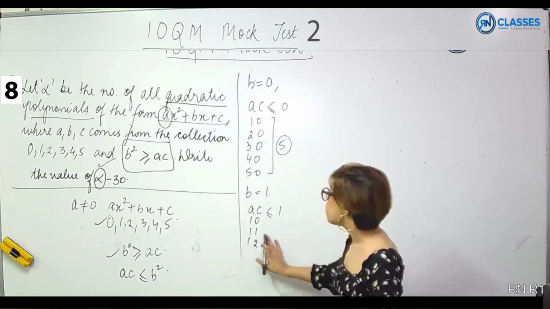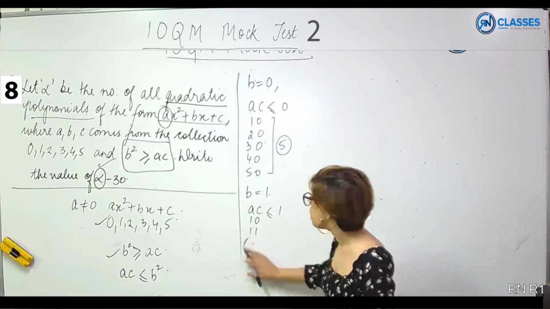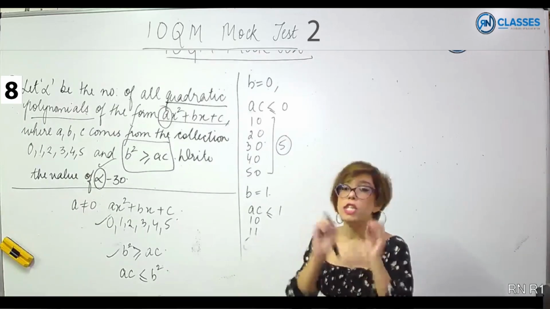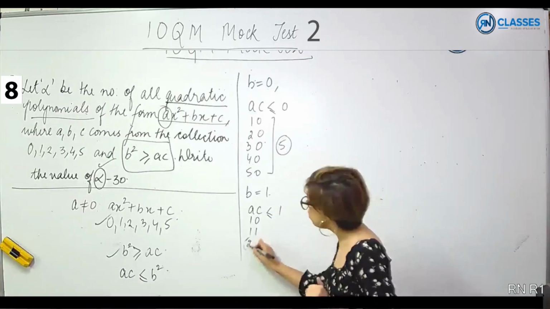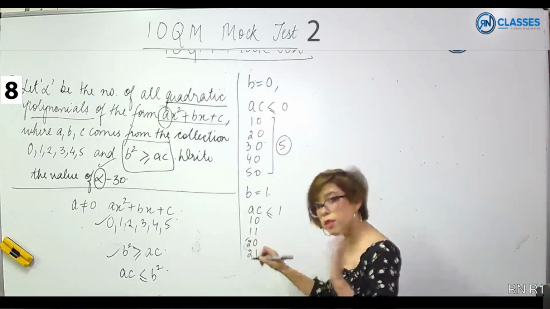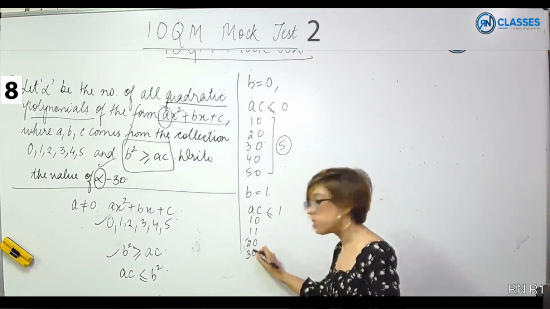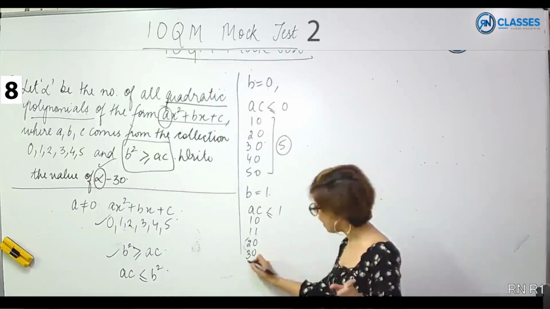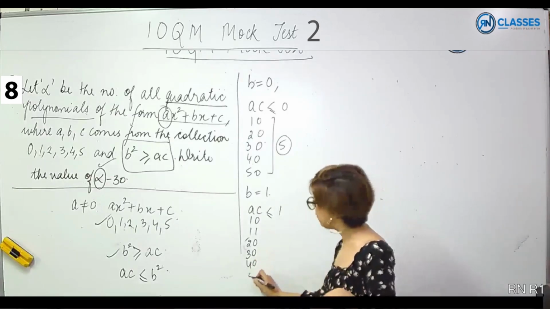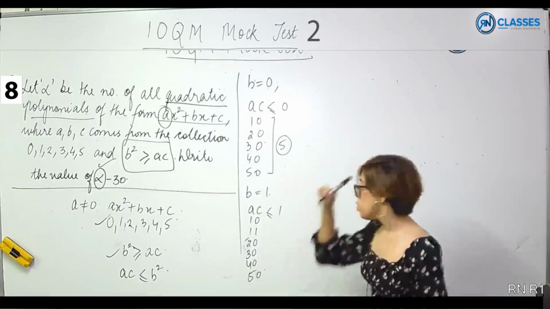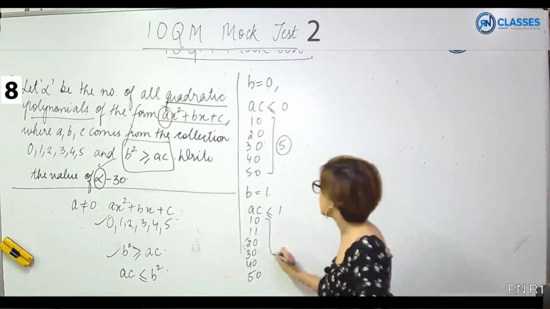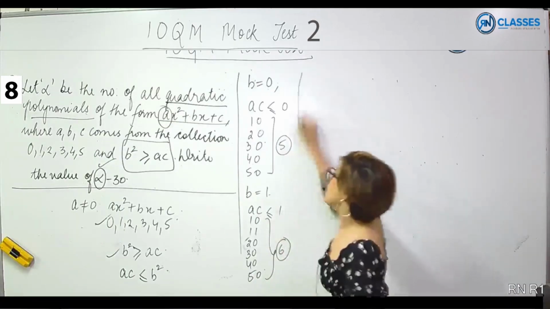Right? So, 1 2 doesn't satisfy. 1 3 will not satisfy. 1 4, 1 5, no. A is equal to 1, exhausted. Now, 2 0, satisfied. 2 1, absolutely not. Right? 2 2, obviously not, and so on. Then 3 0, yes. 3 1, no. 4 0, yes. 5 0, yes. Done? So, from here, obviously, I am getting 6. Right? Let me do one more.